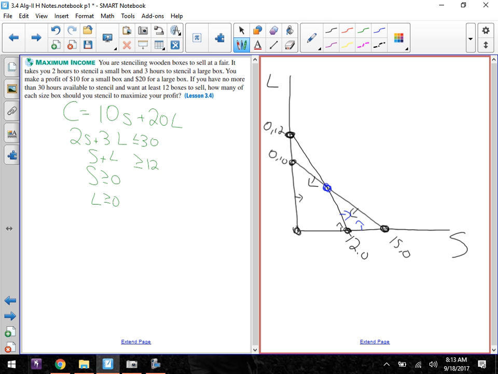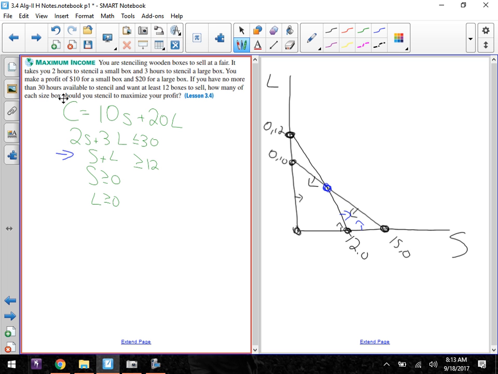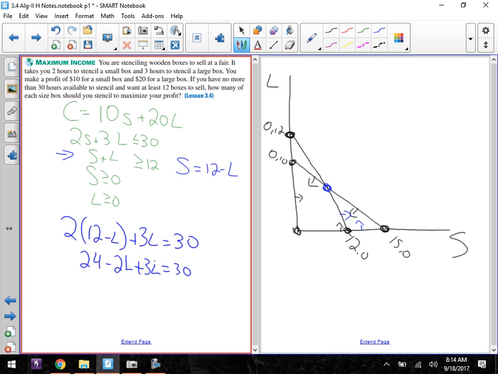Once again, notice my suggestion is just to say that small equals 12 minus the large. I always thought that substitution's a quick method. Go back and solve for the intercept. Twice 12 minus the large plus 3 times the large is 30. 24 minus 2 large plus 3 large is 30. 4 large is 6, which makes small 6. Okay.